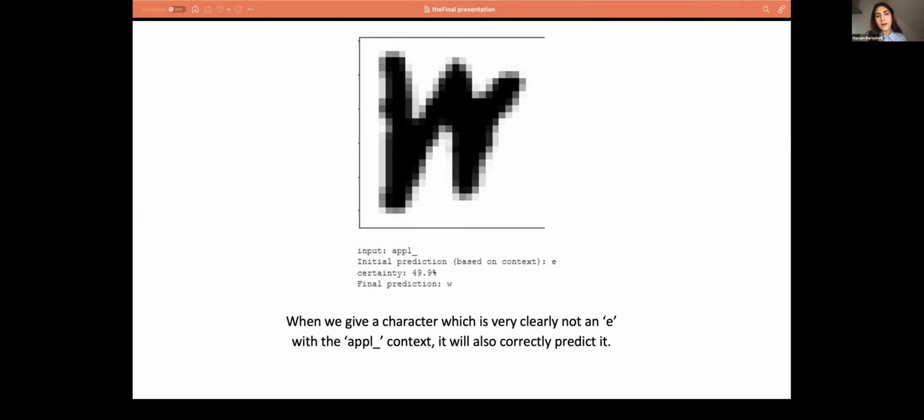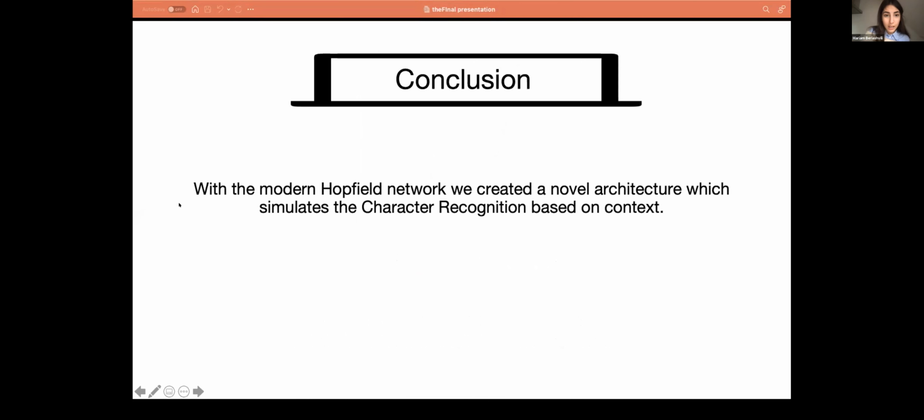So what does it simulate in our brains? Sorry, Mariam. One more sentence. One more sentence. So without this function, we would not be able to recognize errors and the differences in our surrounding environment. And this is the conclusion. We created a novel architecture which simulates the character recognition based on context.